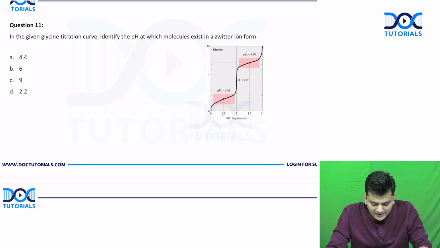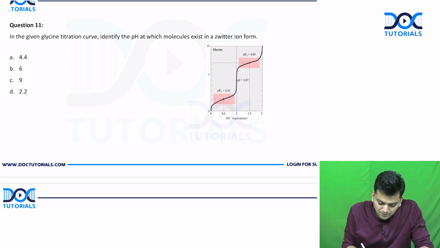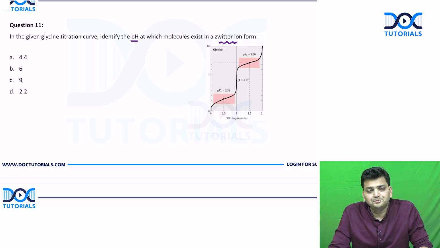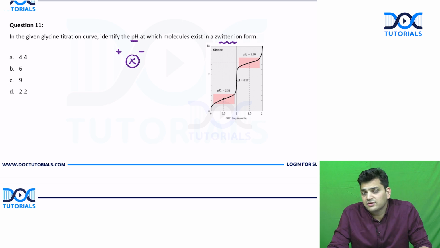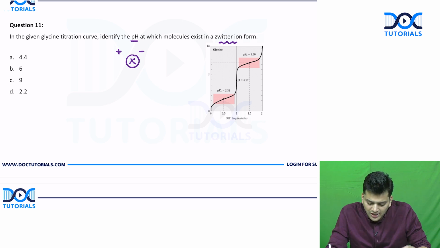In this given glycine titration curve, at which pH will the molecule exist in the zwitterion form? What is the meaning of zwitterion? Zwitterion means a molecule which has equal amounts of positive charge and negative charge at the same time. That is called a zwitterion. Because the net charge is 0, they are water insoluble. So they are asking at which pH glycine will be found as the zwitterion.